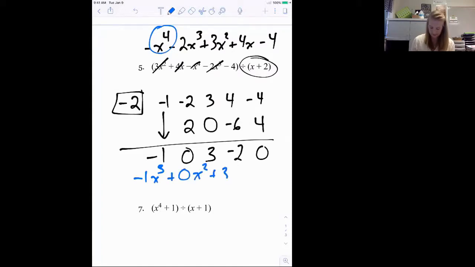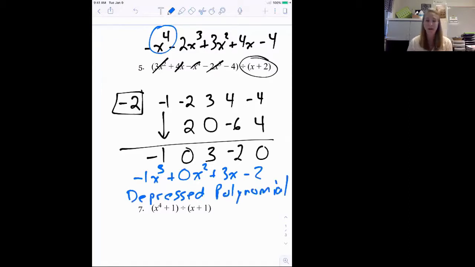Plus 3x minus 2. This is called the depressed polynomial. I'm not sure if Mr. Steve needs you to know that or not, but I'll throw it in there. It's a depressed polynomial because you've factored out, you've taken out this x plus 2.